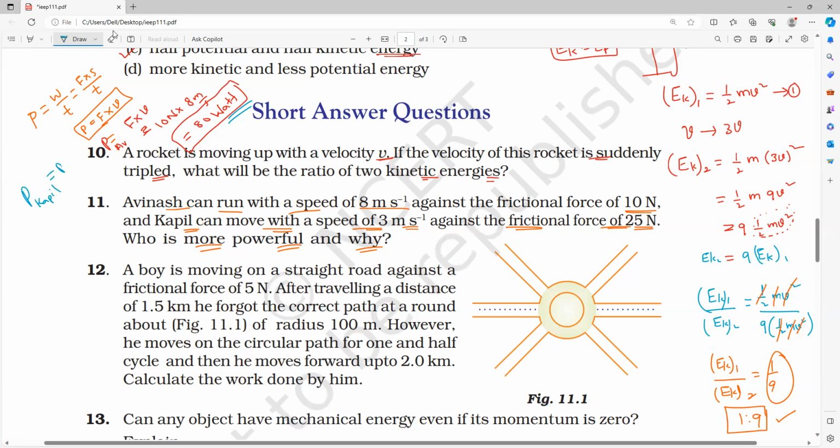Next, power of Kapil is equal to force into velocity. So force is how much? 25, and velocity is what? 3. So which is equal to 75 watts. So who is more powerful, Avinash or Kapil? Everybody? Avinash. That's a good question. So Avinash is more powerful.